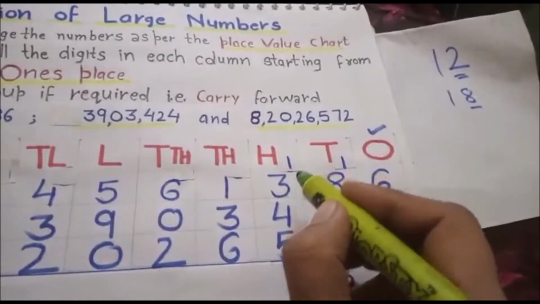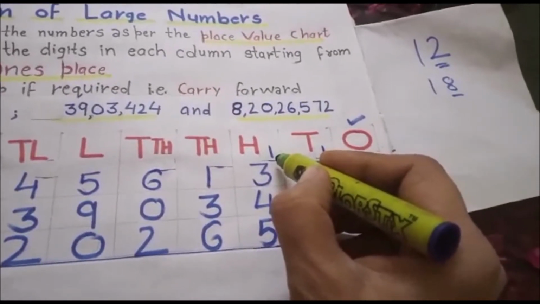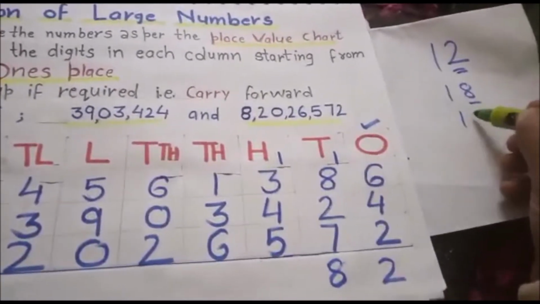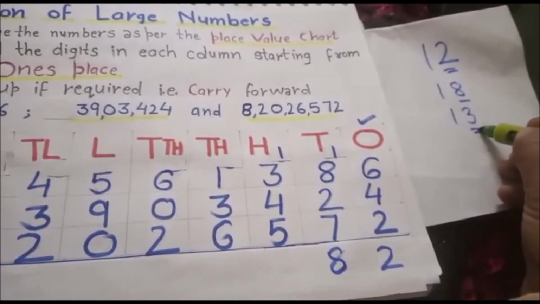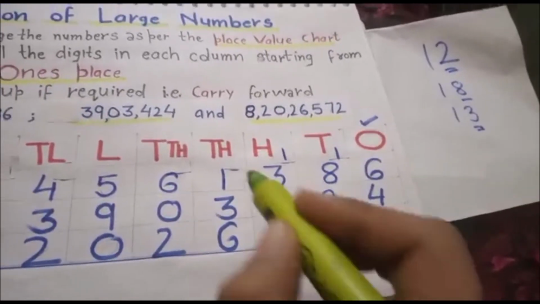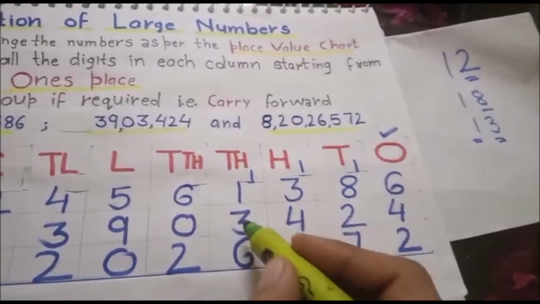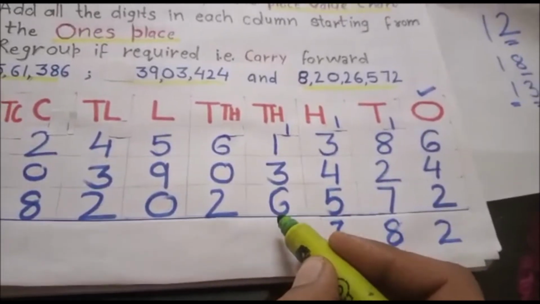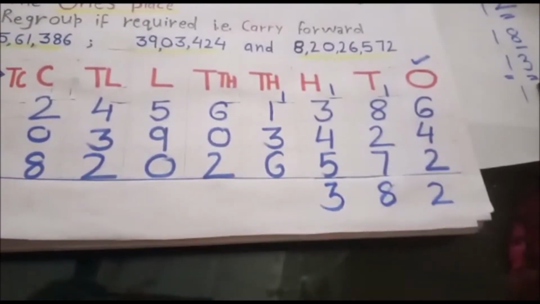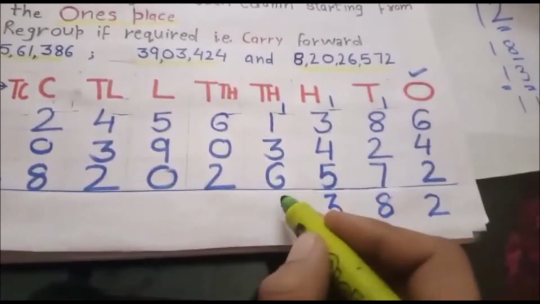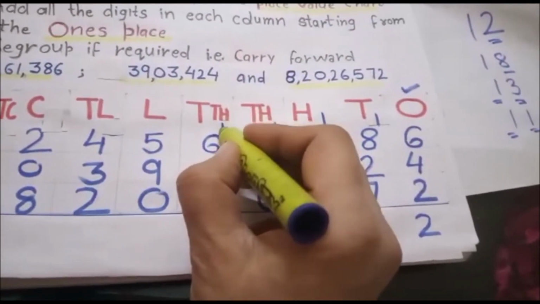Again 3 plus 4 is 7, 7 plus 5 is 12 and 12 plus 1 carried over is 13. So 13 is again a 2-digit number, so 3 at unit place will be written here and tens place digit 1 will be carried forward. Again 1 plus 3 is 4, 4 plus 6 is 10 and 10 plus 1 is 11. 11 is again a 2-digit number, so 1 at unit place will be written here and 1 in tens place will be carried forward.